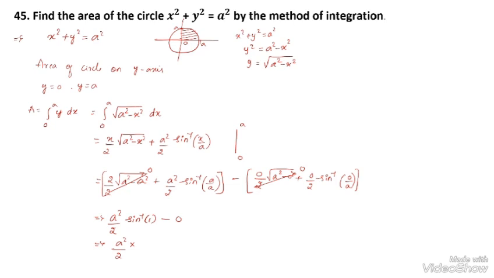Sine inverse of 1 will be pi. Therefore, pi is a square by pi. Area of circle will be pi by 2 a square units.